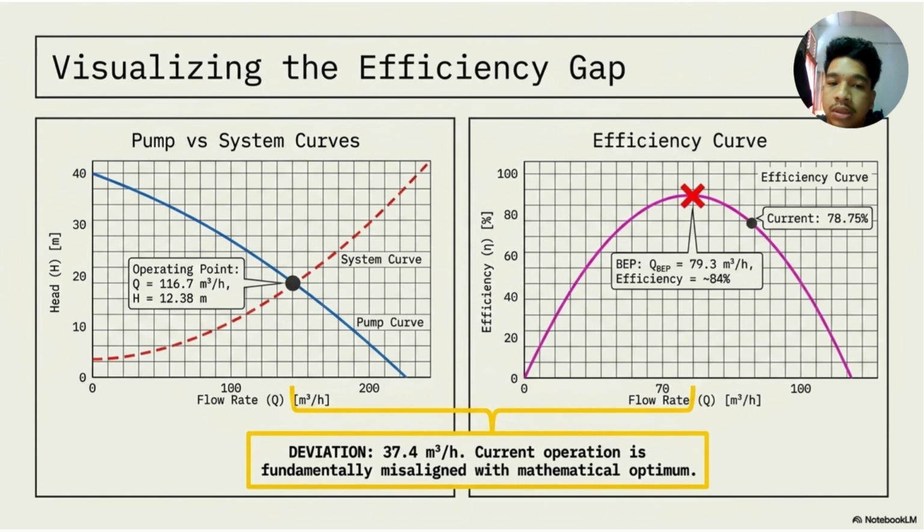Next, we get the efficiency curve. The current efficiency is 78.75%, and for the BEP, QBEP is 79.3 meter cube per hour. The efficiency at QBEP is about 84%. So we get a deviation of about 37.4 meter cube per hour. The current operation is fundamentally misaligned with the mathematical optimum.